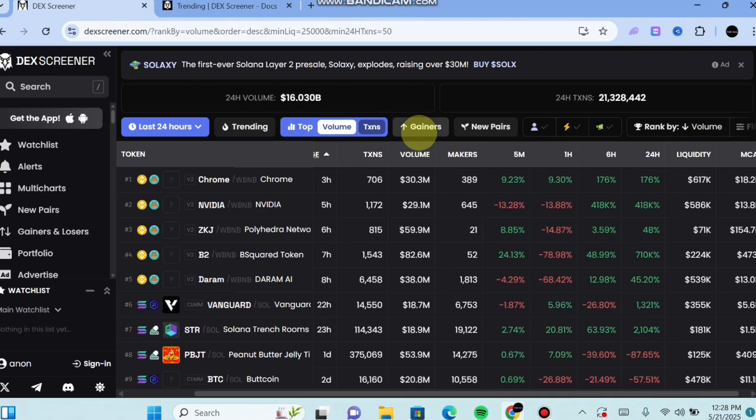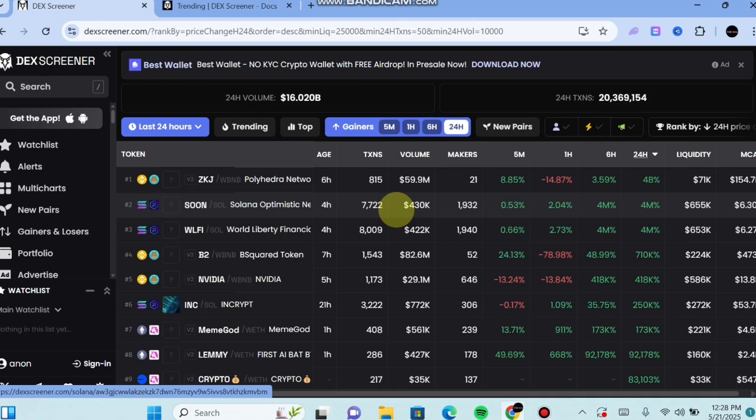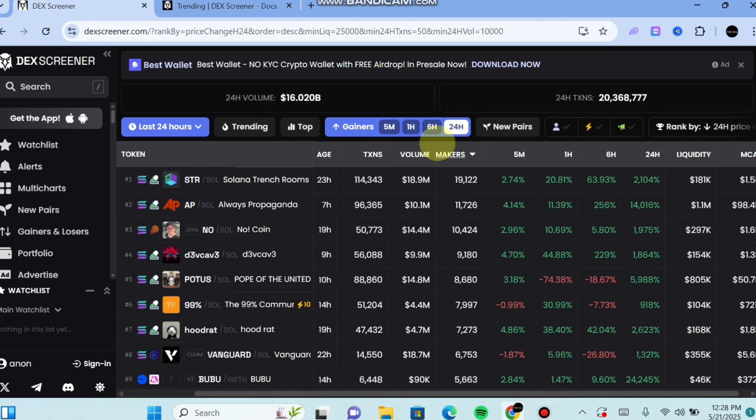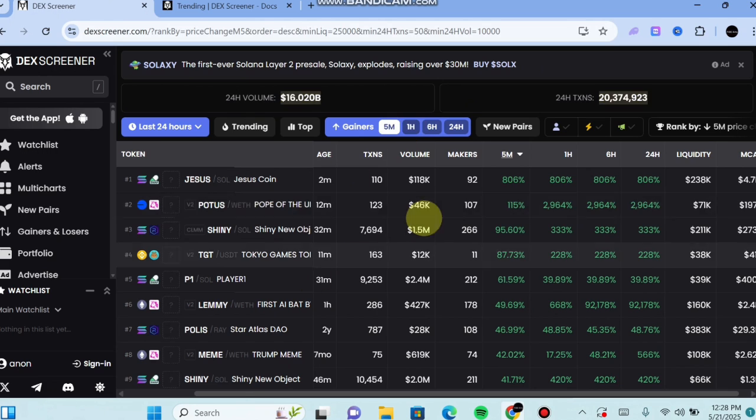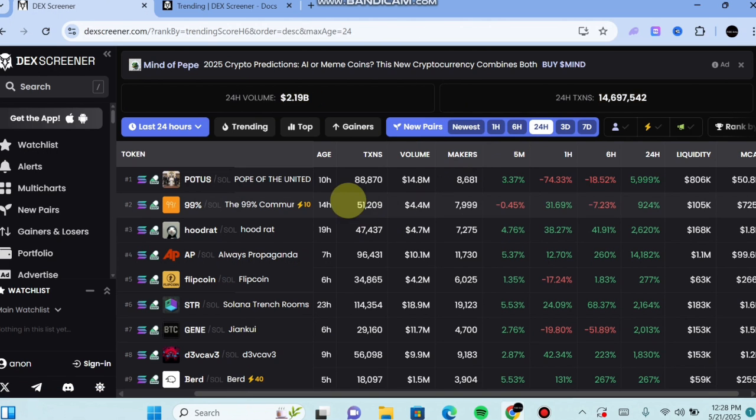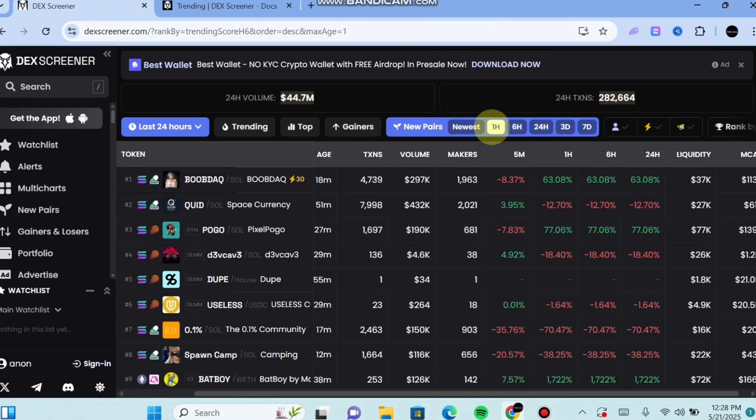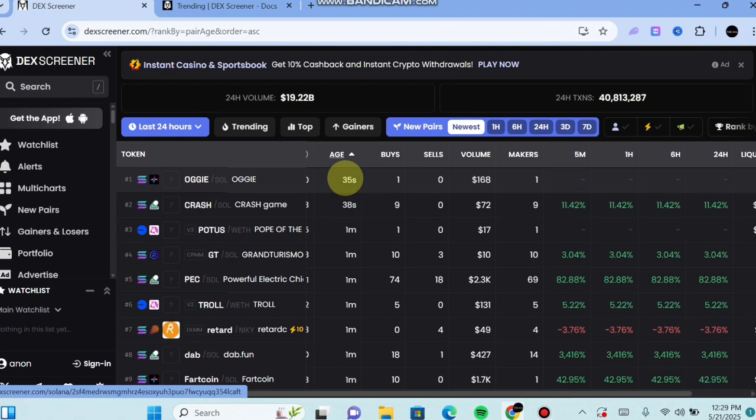Then on this, you can see the gainers, the coins that are doing so well, kind of similar to the top coins. You can see them in the last 5 minutes or 1 hour. Then on the new page, you're going to see coins that were launched recently. If you want to see the newest coins, you can see a coin launched 35 seconds ago.